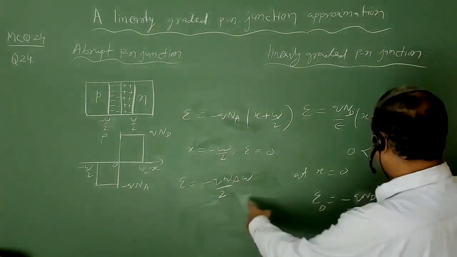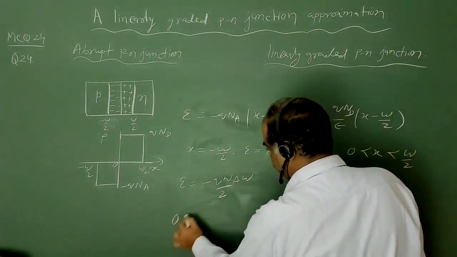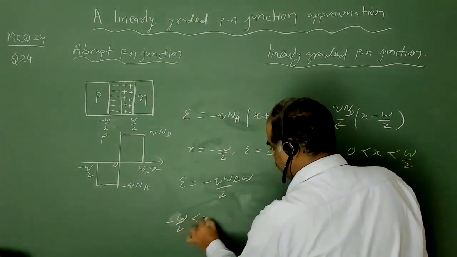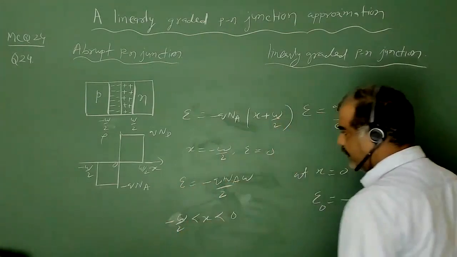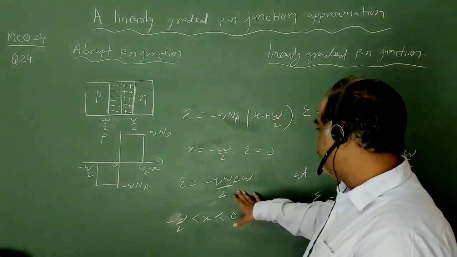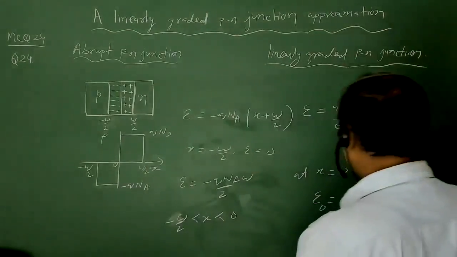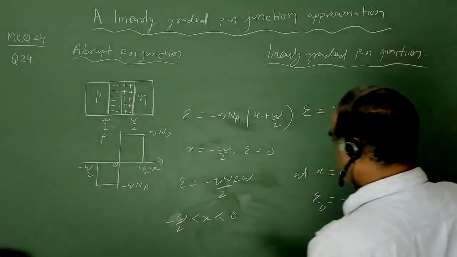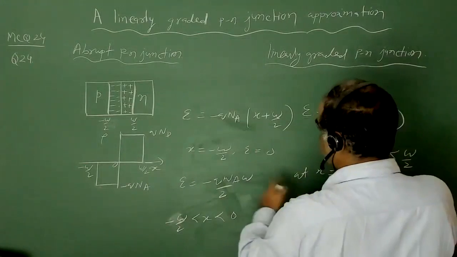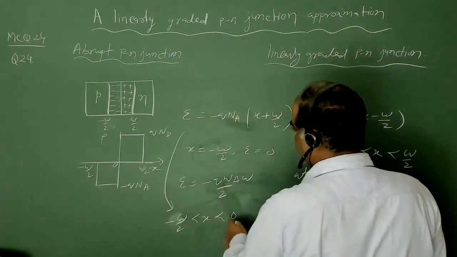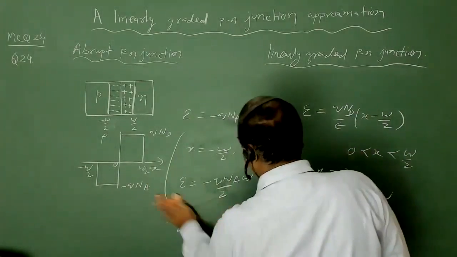So this is for the region 0 to minus w by 2 to x 0. Okay, so this is my value of electric field. Now I want to draw this one. If I put this, this is the value between the region w by 2 to x. Now let me draw the electric field.